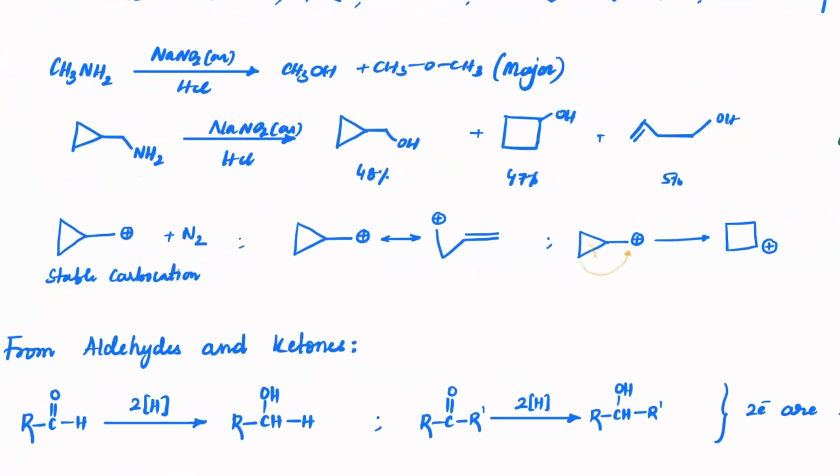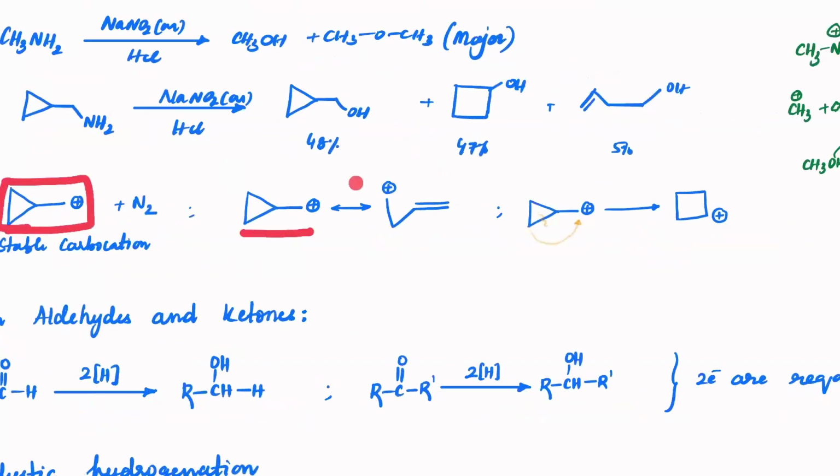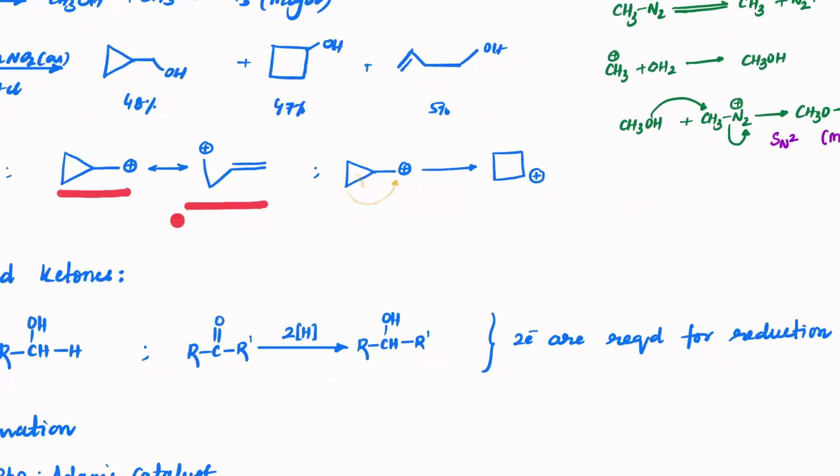Next, if you have this kind of amine, a 1 degree amine, after removing NH2, you will get a positive charge, and this is a very stable carbocation. And that stable carbocation can show sigma resonance, which we call dancing resonance. Along with that, it can show ring expansion also. So this can also be observed.